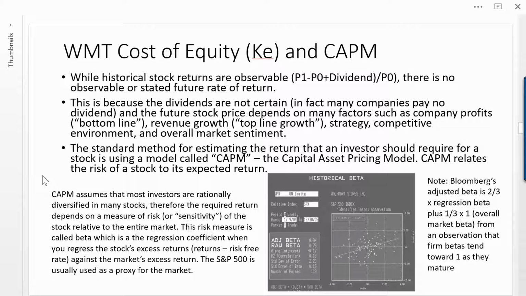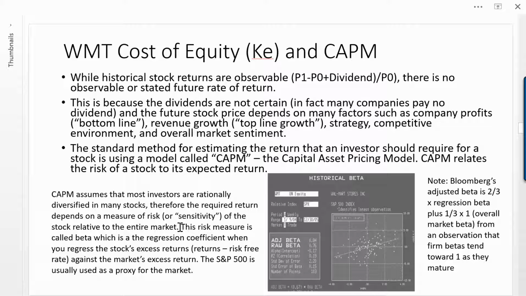The CAPM model starts with a bunch of assumptions. And one of the main ones is that investors, those that buy stocks, are rationally diversified in many stocks. Therefore, the required return of any stockholder in a particular stock depends on a measure of risk. Sometimes you can think of risk as the sensitivity of the stock relative to the entire market. So let me restate that. CAPM assumes that most investors don't own one stock, they own very many stocks. They're well diversified. Therefore, if you're looking at the risk of any individual stock, you have to consider the risk in the context of a big portfolio of stocks.